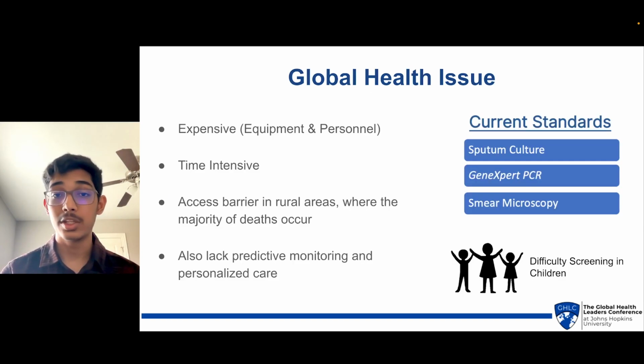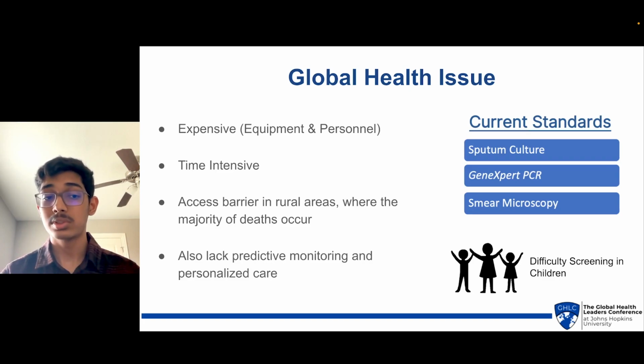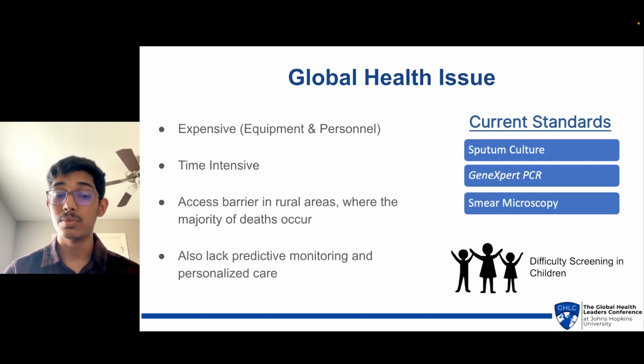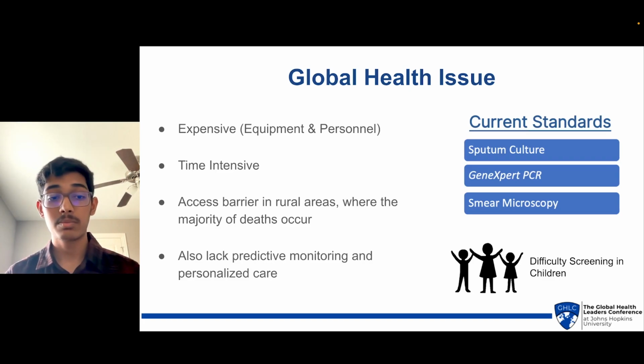issue related to diagnosis. Currently, diagnosing an individual is expensive in regards to the equipment and personnel. It's also time intensive, which could take between 2 to 8 weeks. Also, it creates an access barrier in rural areas where the majority of deaths occur. In addition, there's a lack of predictive monitoring and personalized care.